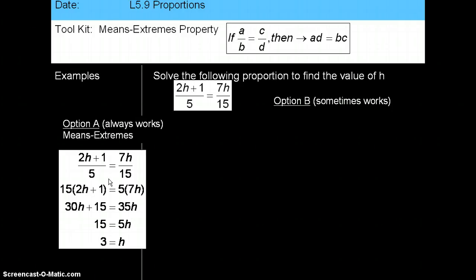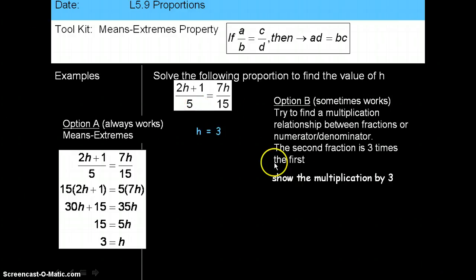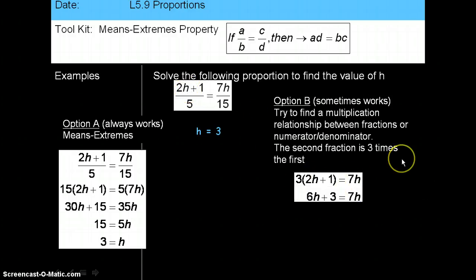There is another way to do it that sometimes works, and in this case it works out really nicely. Try to find a multiplication relationship between fractions, numerator or denominator. Since I don't know either of the numerators, the second option isn't going to work. But I do see a nice relationship from 5 to 15. The second fraction is 3 times the first. 5 times 3 is 15. So what we know is that 3 times the first numerator equals the second numerator.